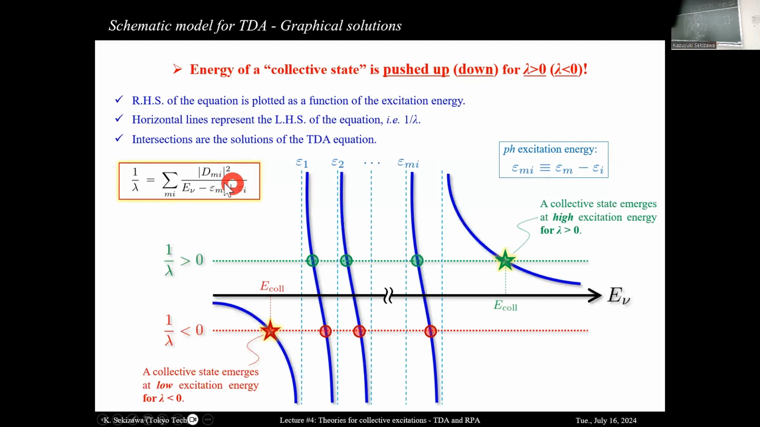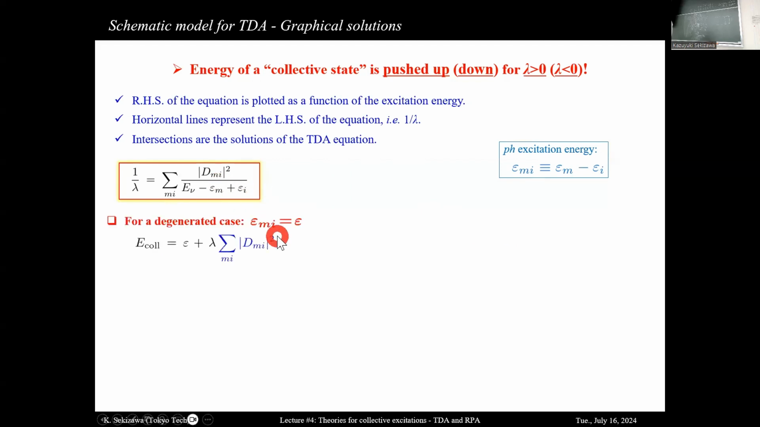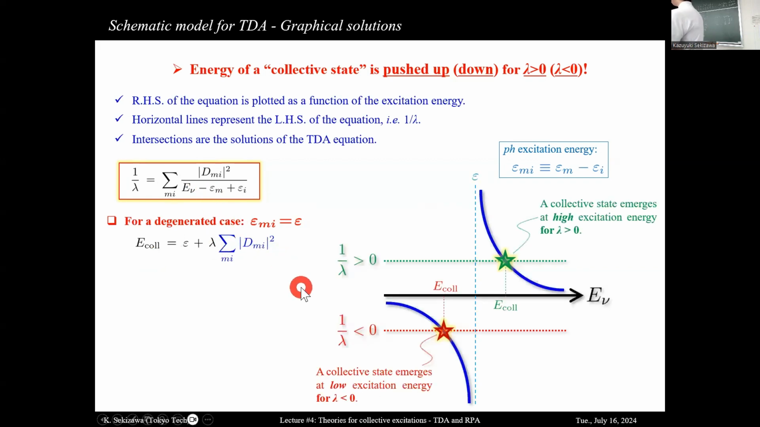So those will be epsilon, and you can put epsilon_m minus epsilon_i. This difference will be epsilon, and you can just regard this E_nu as the collective energy. And you will get this equation. In such a case, the situation is similar. So depending on the sign of the interaction, you have a collective state at higher energy or lower energy.